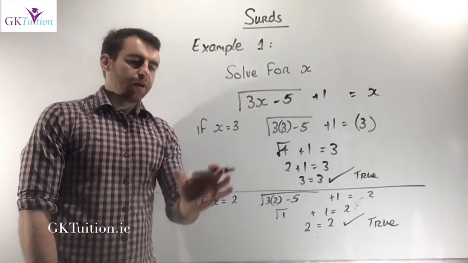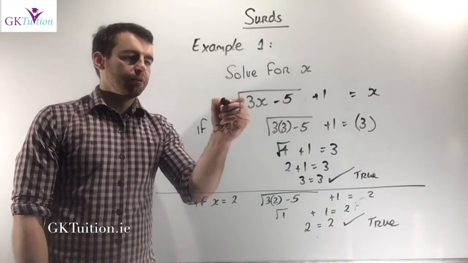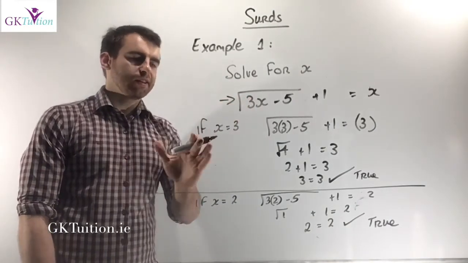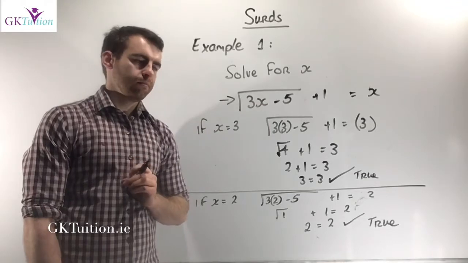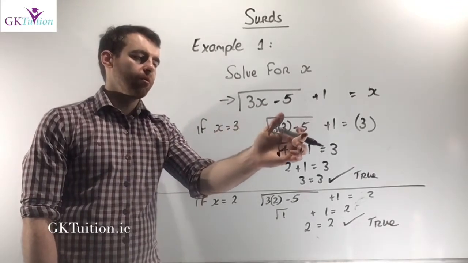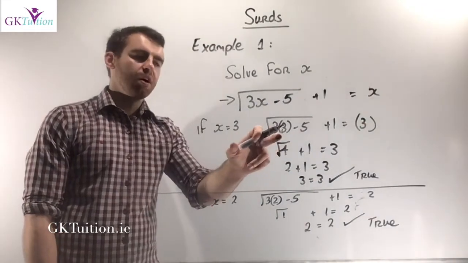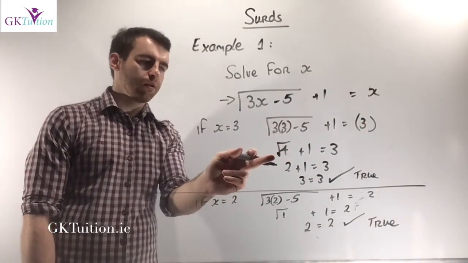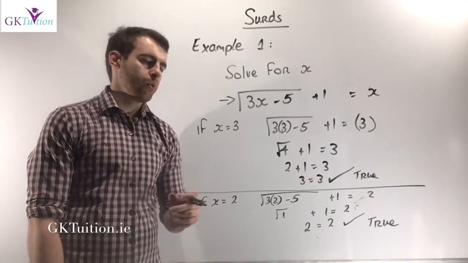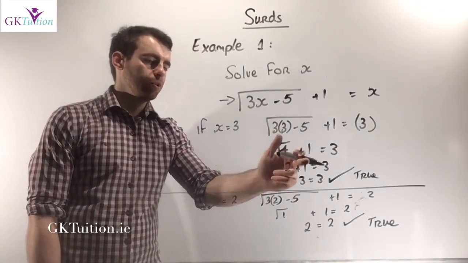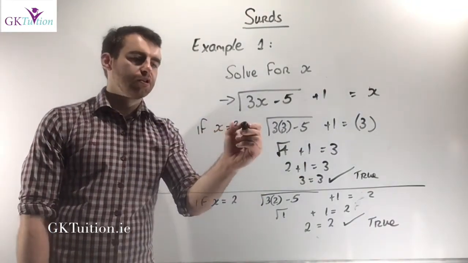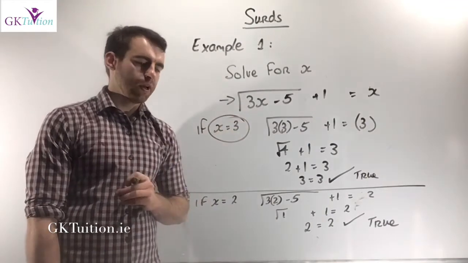So the first value I got was x equals 3. And I'm simply going to rewrite my original line, except everywhere there's an x, I put in a 3. So I get the square root of 3 times 3 minus 5 plus 1 is equal to 3. 3 by 3 is 9 minus 5 gives me the square root of 4 plus 1 equals 3. Root 4 is 2, and obviously 2 plus 1 is equal to 3, so that one is true. x equals 3, that's an acceptable answer.